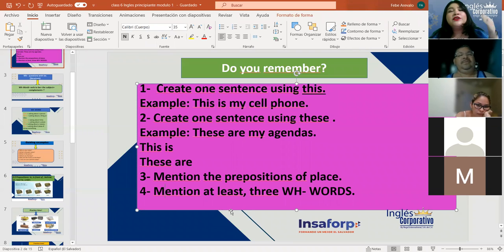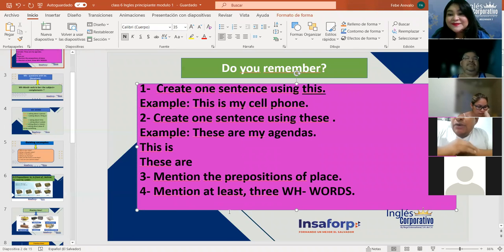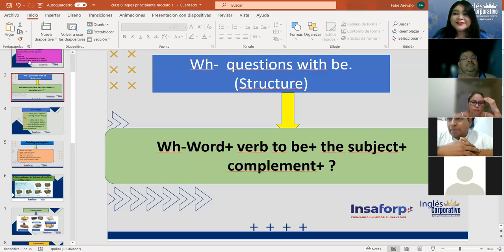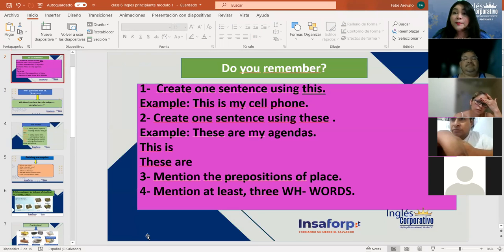Mention at least three double H words. Teacher, I have a question. Yes, I have a question. Why the words out and between it's not considered preposition of place? Between sí y también, ¿cuál fue la otra que mencionó? Out. Sí son consideradas como prepositions of place, pero recuerde que como estamos a nivel beginners, la platform solo nos muestra esas, pero sí son prepositions of place. Muy bien, excelente. Sí, between es definitivamente una de las prepositions. Es casi de las que más utilizamos, right?